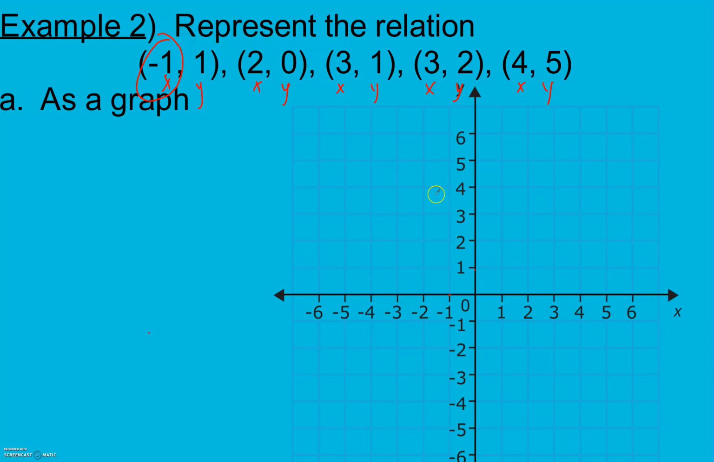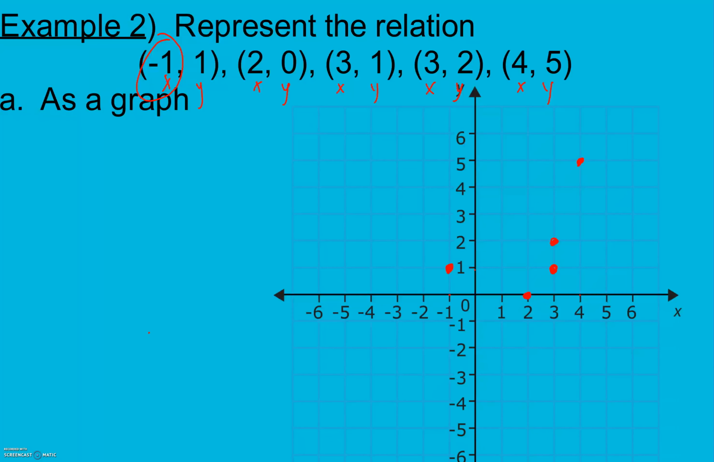And where these two lines meet, that is my point. My x is 2 here. My y is 0. So where they meet is here. X is 3. Y is 1. And where they meet is my point. X is 2 here. Y is 2 here. Where they meet is my point. X is 4. Y is 5. Where they meet is my point.